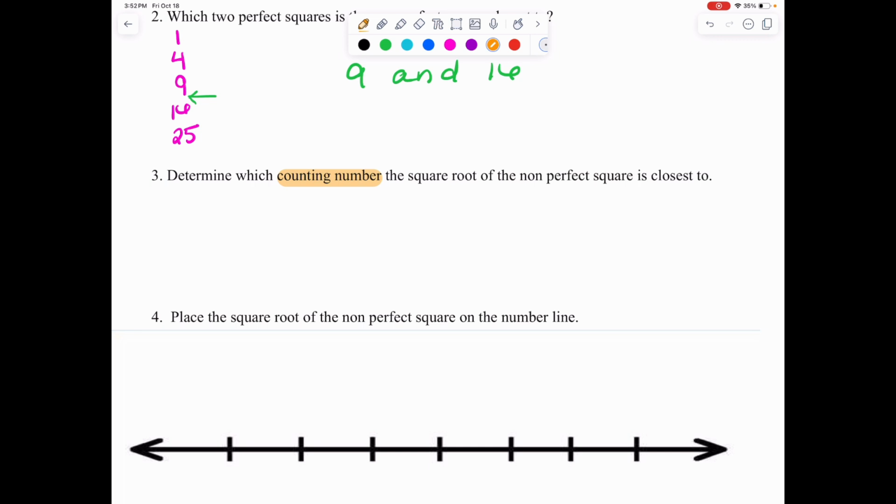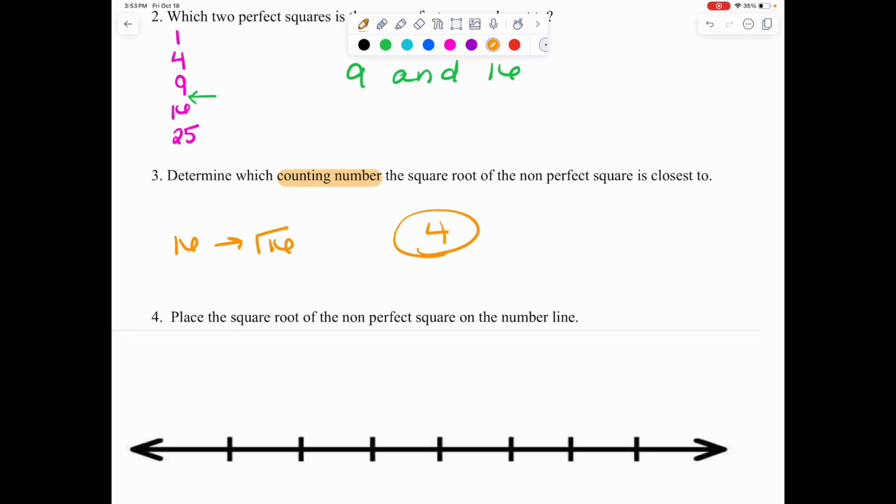So 13 is 4 away from 9 and it's only 3 away from 16. So the one it's closest to would be 16. So we are going to take the square root of 16 and we would get 4. So 4 is the counting number that the square root of that non-perfect square 13 would be closest to.